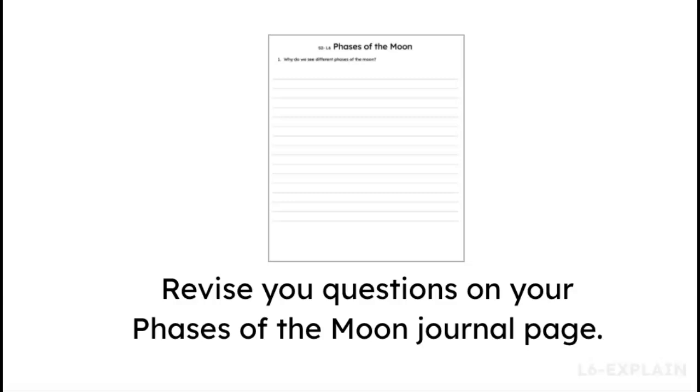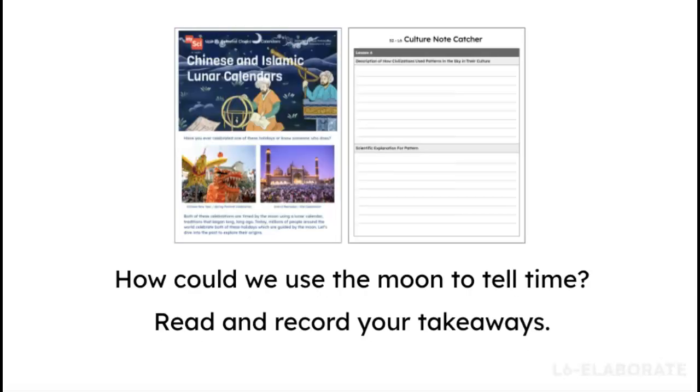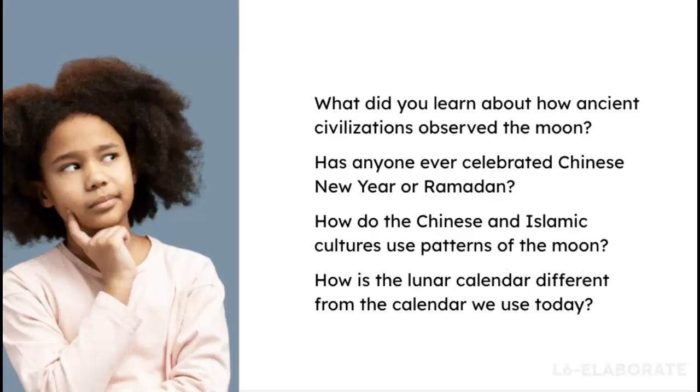You'll have students return to their small groups and review how they did the moon phases activity and revise questions as needed on their Phases of the Moon student journal page. For the Elaborate portion, you'll have students read the article Ancient Chinese and Islamic Lunar Calendars. As students read, you'll have them record their takeaways in their Culture Note Catcher student journal page. After reading the article, you'll ask students to turn and talk and discuss provided questions. You'll use their responses to complete the summary chart.